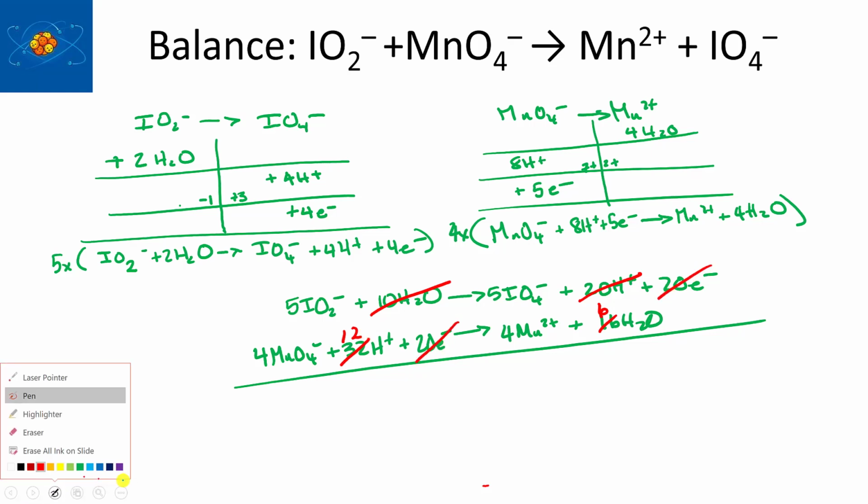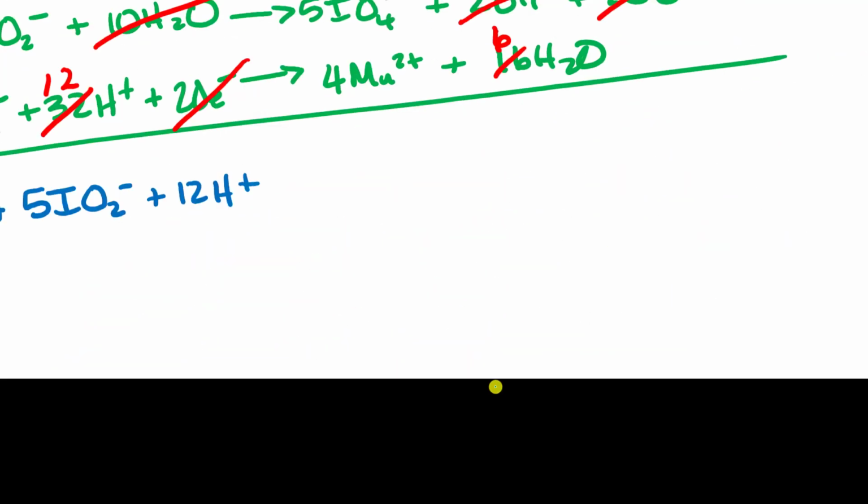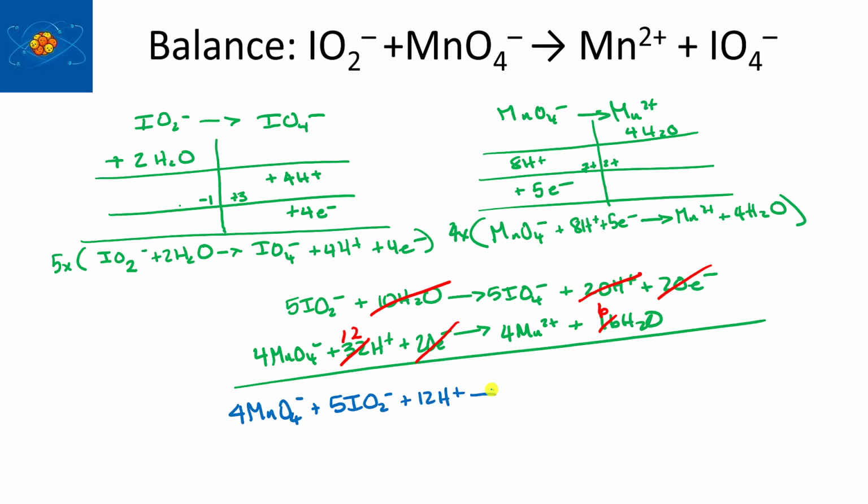And so now you can rewrite the reaction as 4MnO4 minus plus 5IO2 minus plus 12H plus. And sometimes I recommend to people circle the stuff like the H pluses, just so you don't lose them as you're adding stuff together, because it's really easy to lose track of stuff. You should catch it as you're double checking, but still it's kind of a pain to miss stuff. Then 5IO4 minus plus 4Mn2 plus 6 H2Os.